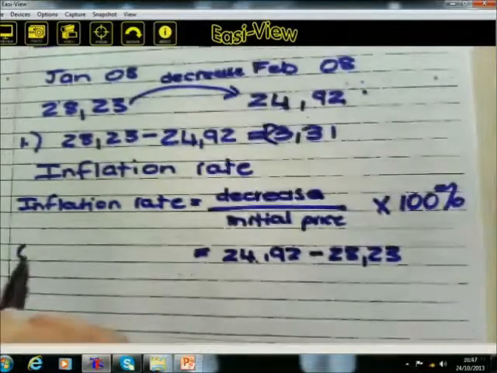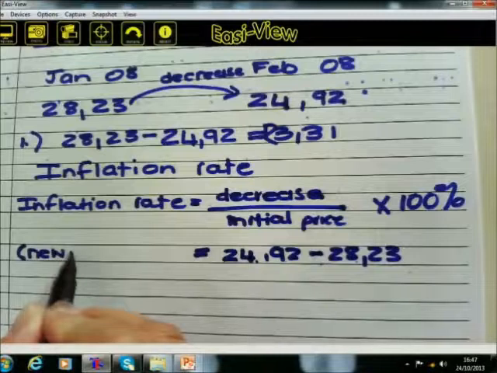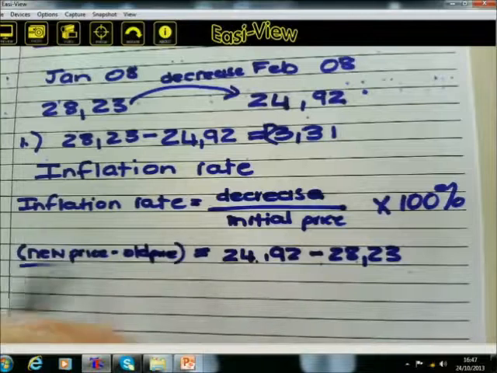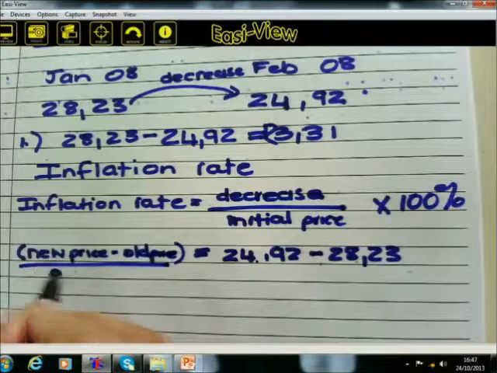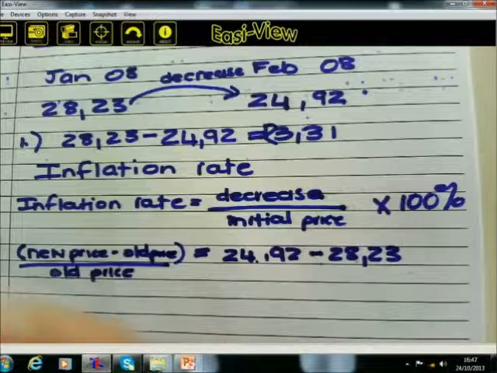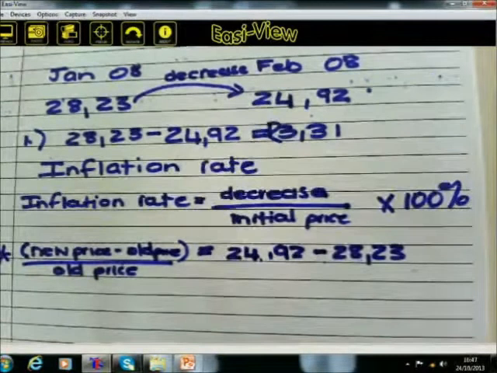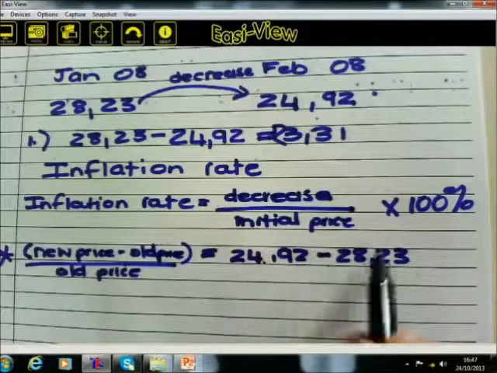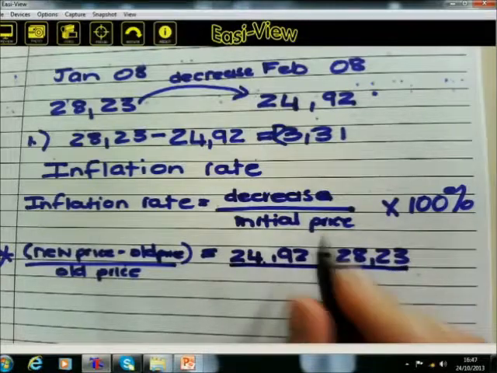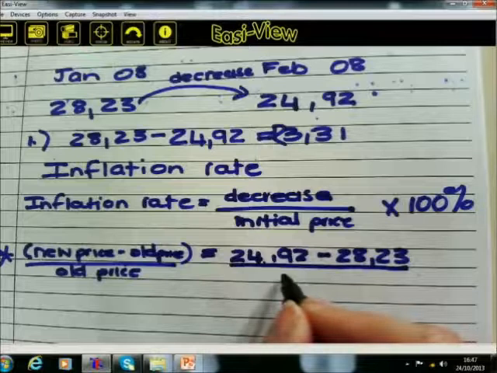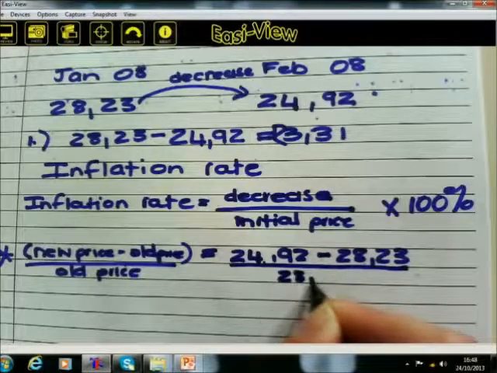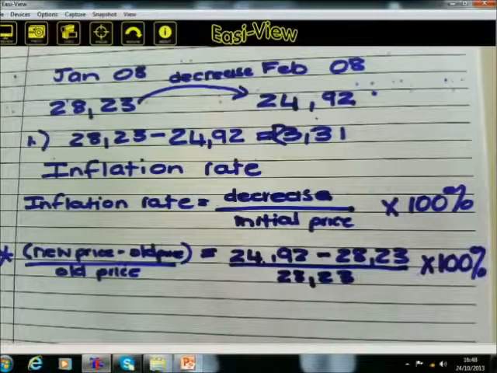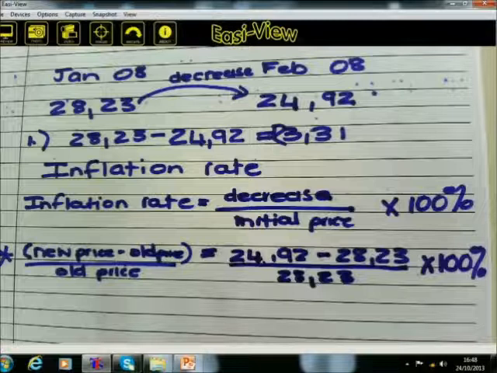If you look at many question papers, they also give you these terms: new price minus the old price over the old price. You can go look this up and you will find that often they refer to those terms as well. So to find the decrease, it is the new price minus the old price over the initial price, which was 28 Rand 23. It's a percentage we're calculating, so we multiply by 100%.